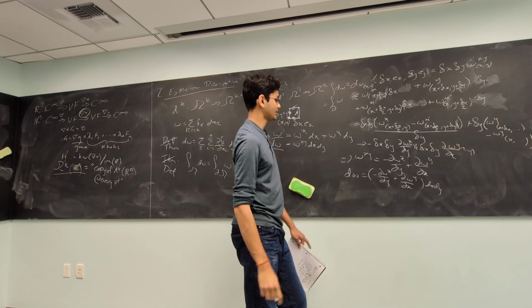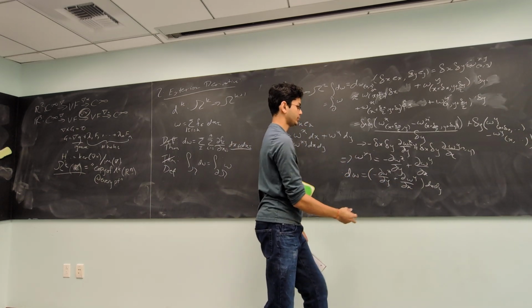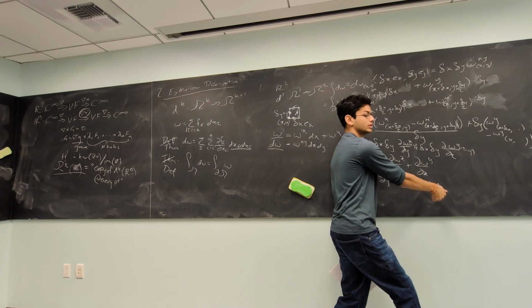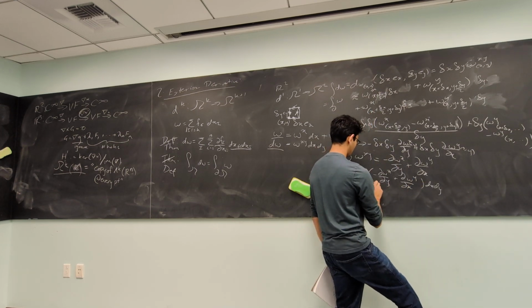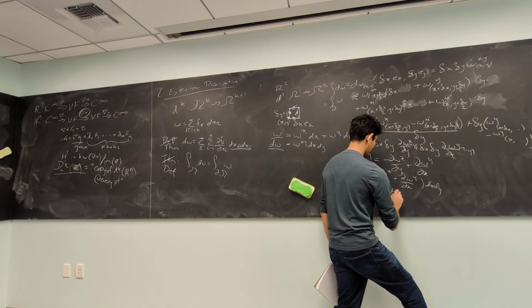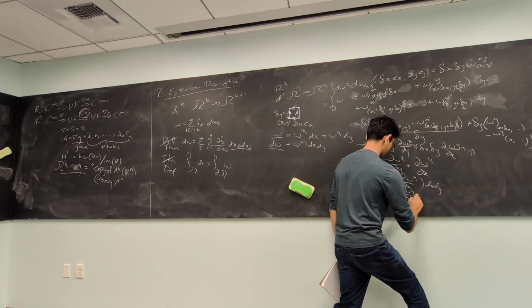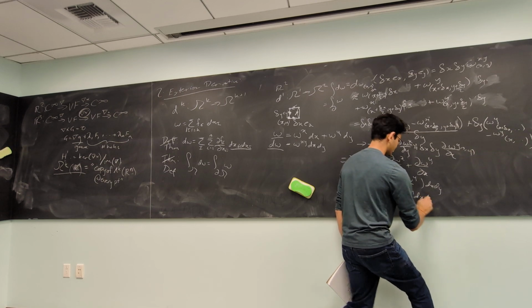And here what you have is these two almost look the same, except this one has a negative sign. So what if we flip the negative sign by flipping these two, right? So this is equal to omega x partial y dy dx plus omega y partial x dx dy.